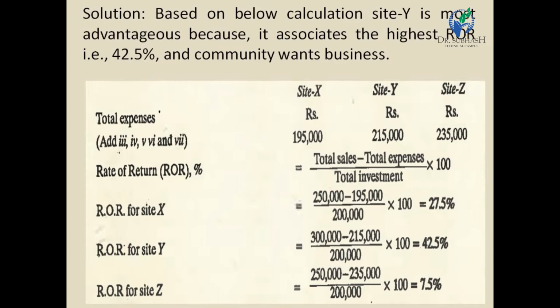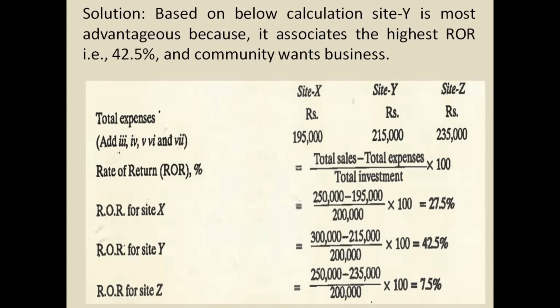Similarly, the rate of return for site Y, based on the calculation, we get 42.5%, and the rate of return for site Z we get 7.5%. So from this calculation we can conclude that site Y will be the most advantageous because it gives you the highest rate of return considering all the expenses and total sales. It gives the maximum rate of return, 42.5%, and also the community over there wants the business.